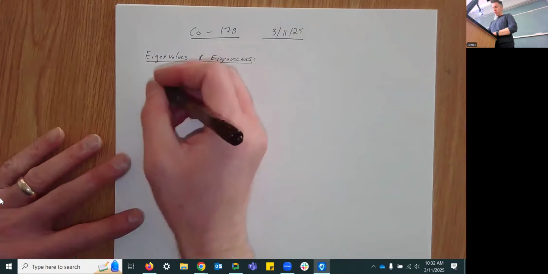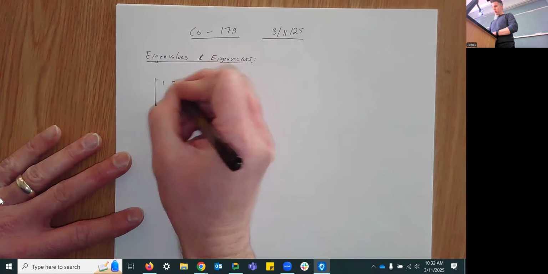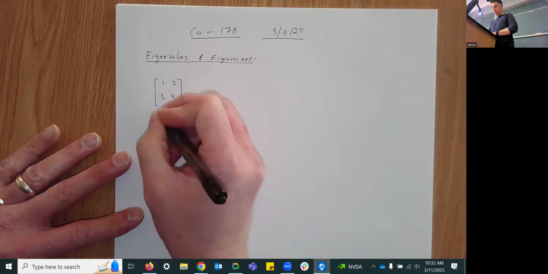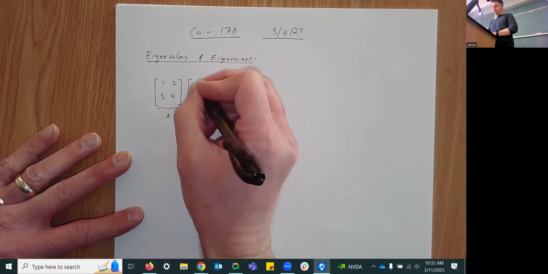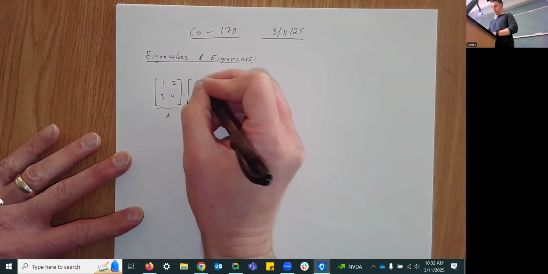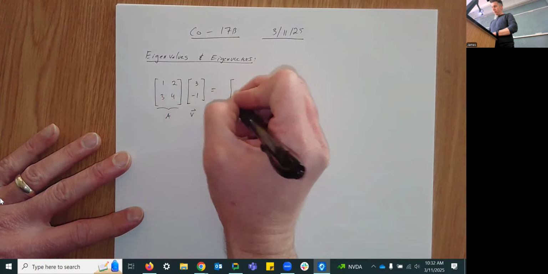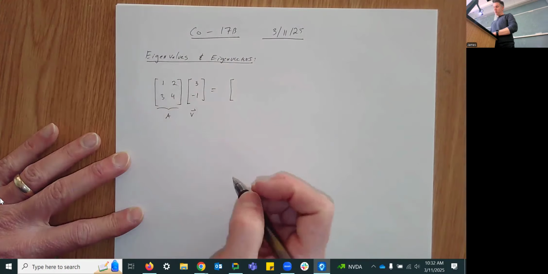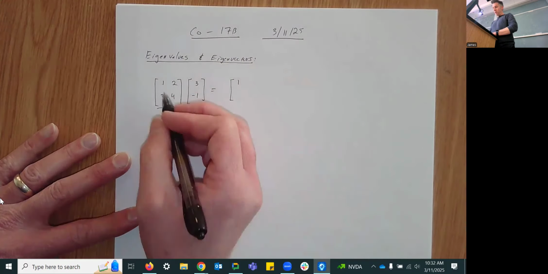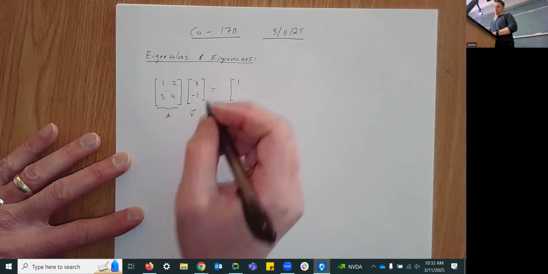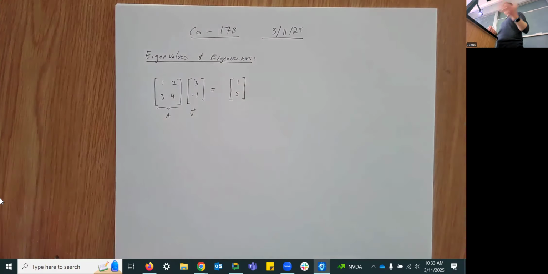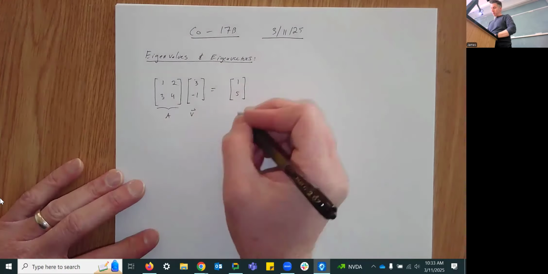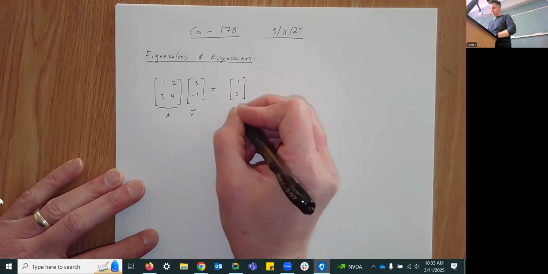For example, take the matrix 1, 2, 3, 4, and you multiply it by the vector, I don't know, 3, -1. We get back a new vector. 1 times 3 plus 2 times -1 is going to be 1. And 3 times 3 plus 4 times -1 is 9 minus 4, which is 5. Let's call this W.